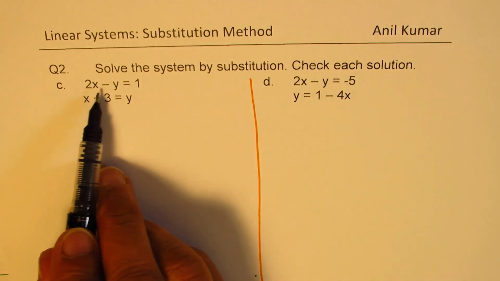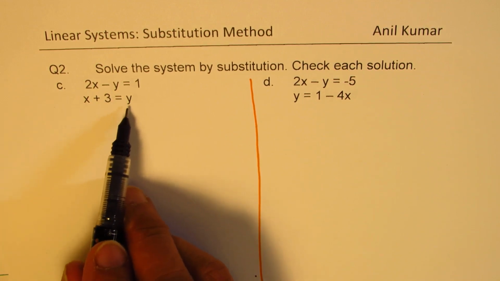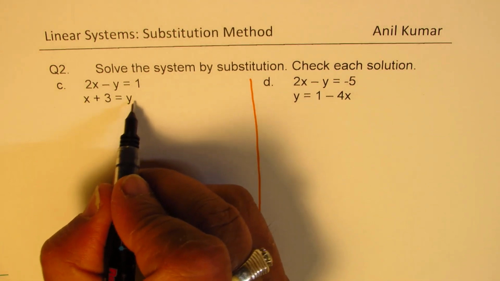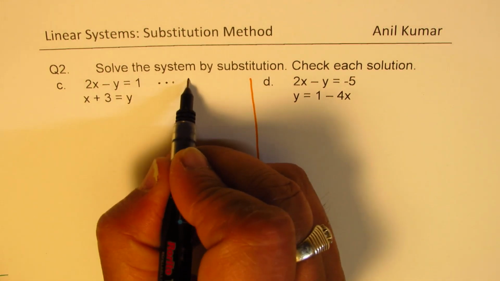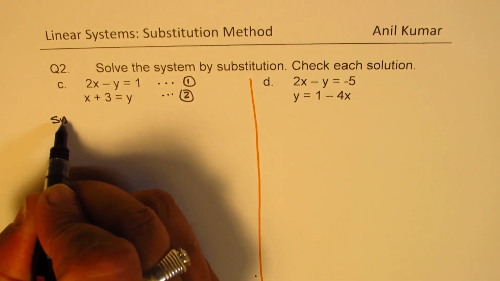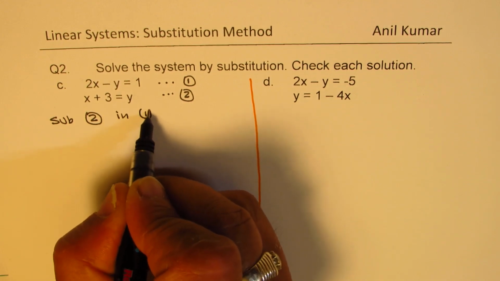So here we have 2x minus y equals 1, x plus 3 equals y. So basically we are given y equals x plus 3, right? So that gives you the y value. So the equations are, let's label them as 1 and 2. So we'll substitute the y value from 2 in 1, correct?